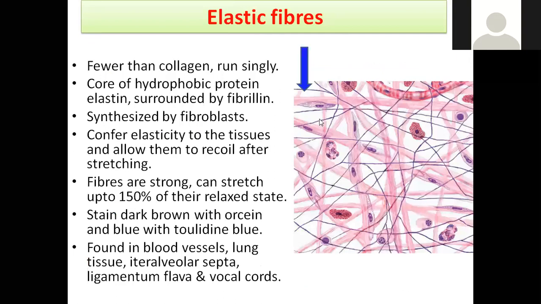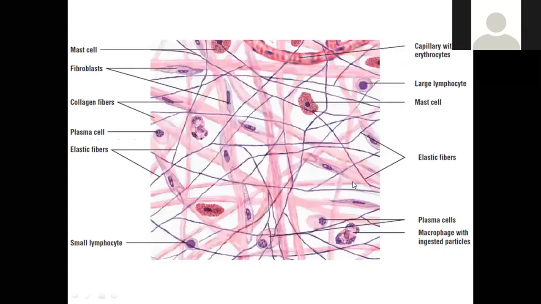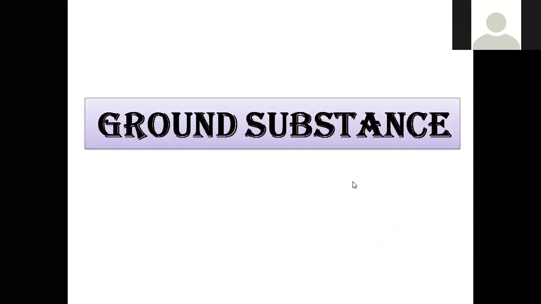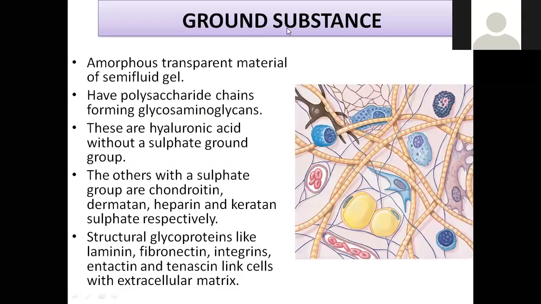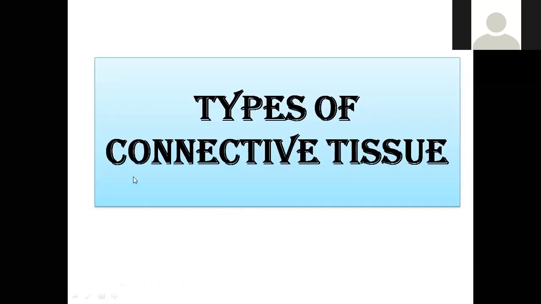Elastin fibers are comparatively less in number when you compare them with collagen fibers. Now, ground substance: glycosaminoglycans, you have studied in biochemistry. That is what forms the ground substance. It's a polysaccharide, like hyaluronic acid. All this background tissue is made up of glycosaminoglycans.